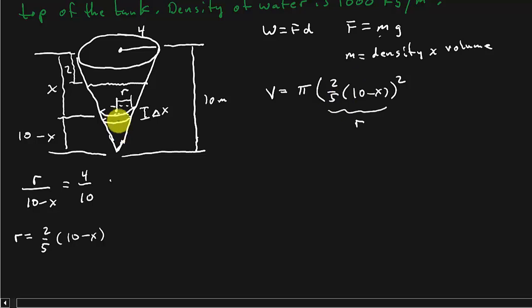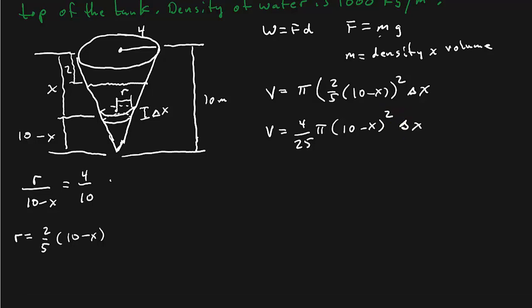So that's the area of the base of that little slice right here. So that's the area of the base times the height. What's the height? It's delta x. And so that's going to give me volume is 4 over 25 pi times 10 minus x squared delta x. So that's our volume.